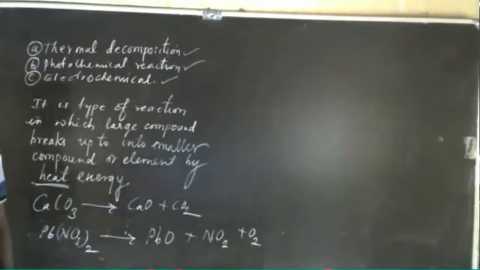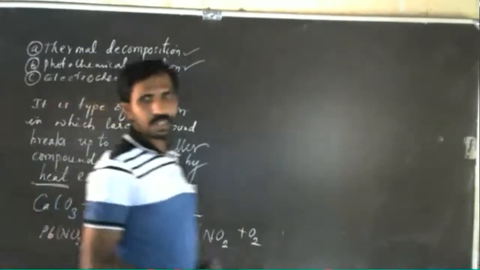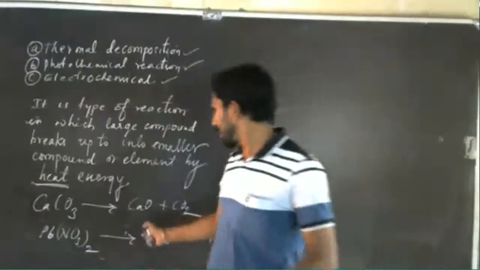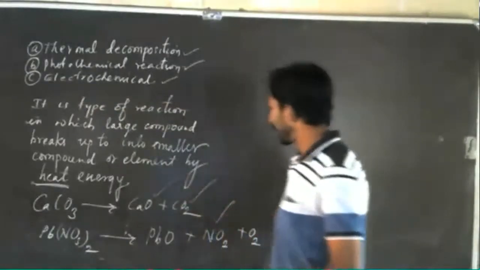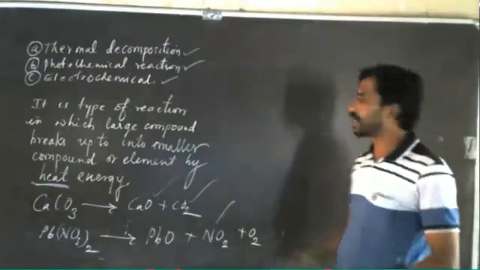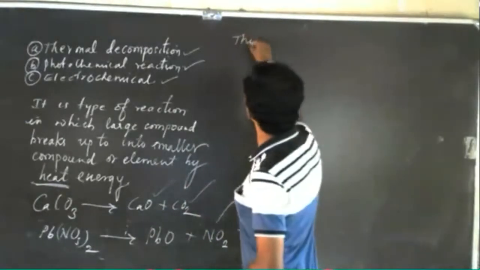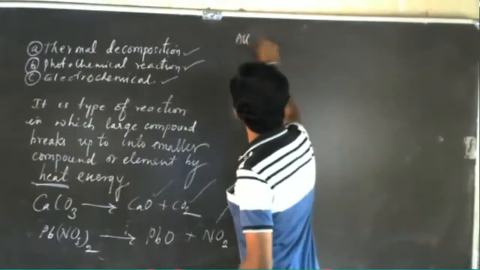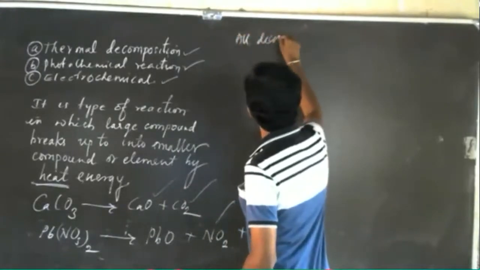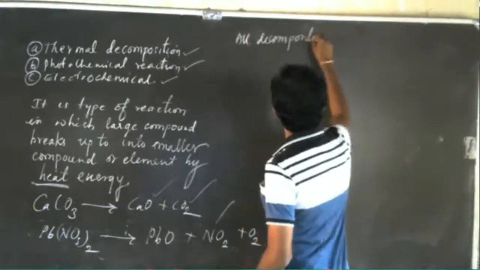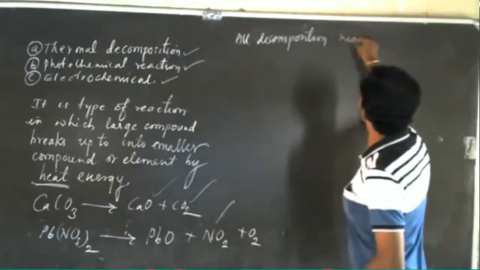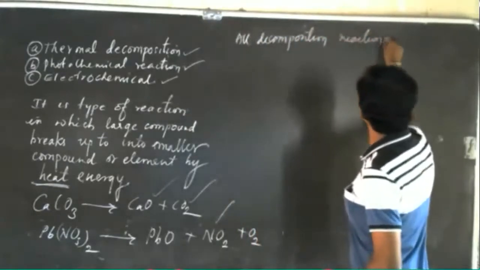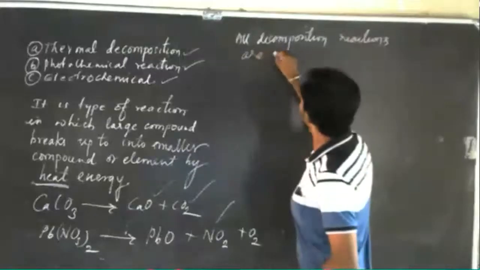So this is how decomposition works. Thermal decomposition is just a breaking up of a large compound into two smaller compounds. You can see in this example, heat is involved. This is also called a decomposition reaction. All decomposition reactions are endothermic reactions.